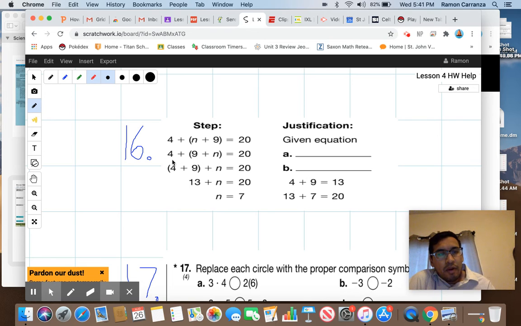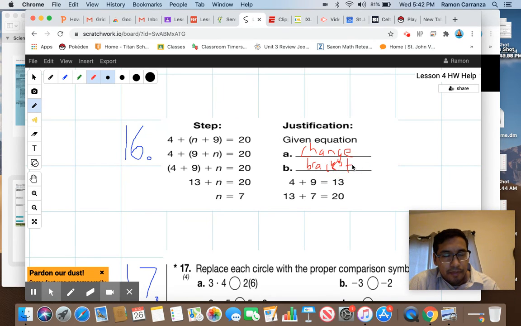For 16, we're asked to find the first and second steps. Notice that in part A, we just changed the order of what was inside the parentheses. So you want the property that changes the order, right? And then in B, we kept it in the same order, 4, 9, and n, but the difference is that now the parentheses have moved. So you want the property of operation where the parentheses move.